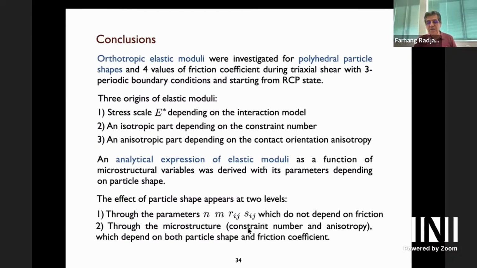So it means that by measuring the elastic moduli, we can actually evaluate the constraint number and the anisotropy of this packing. Okay, thank you very much for your attention.